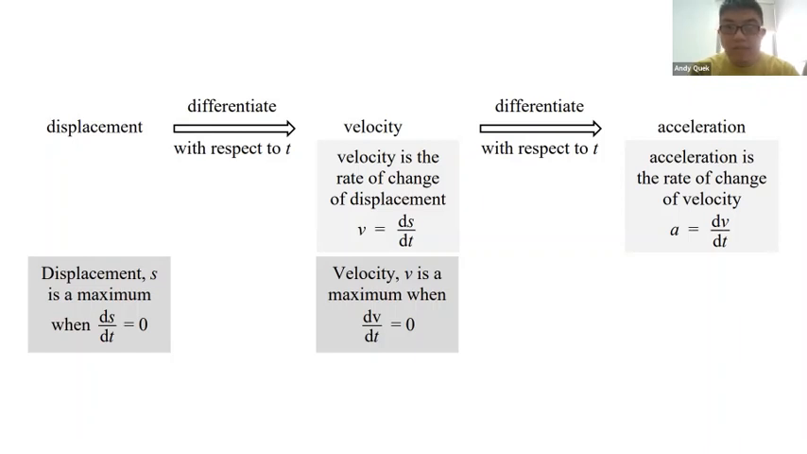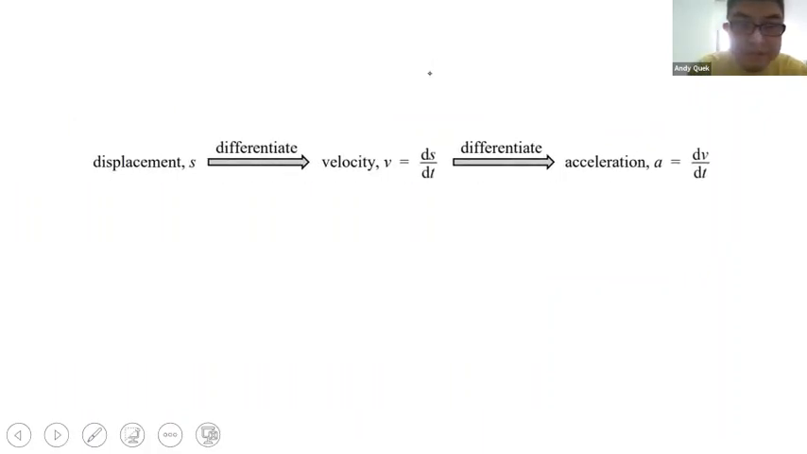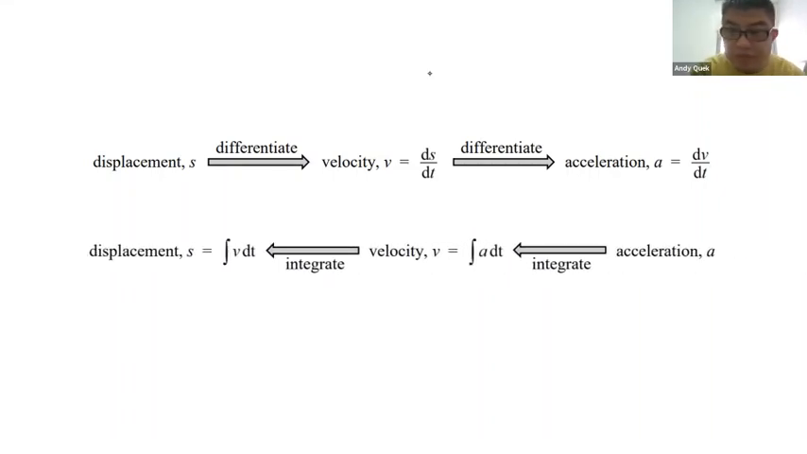But we can also look at reversing these operations. Okay, so if you have displacement differentiated with respect to time giving you velocity, velocity differentiated with respect to time giving you acceleration, we can reverse it. So if we integrate acceleration with respect to time, we will get velocity. And if we integrate velocity with respect to time, we will get displacement. Okay, so this is the part that we'll be going through today.